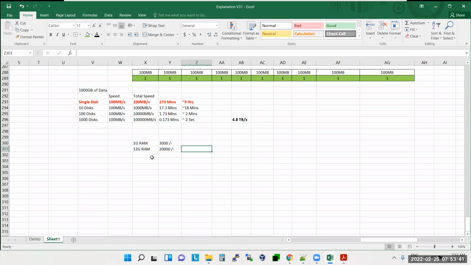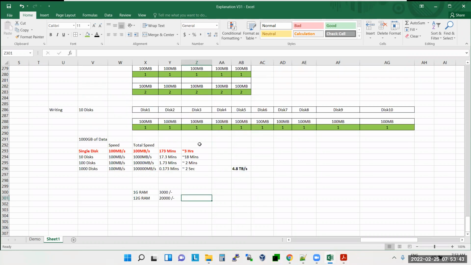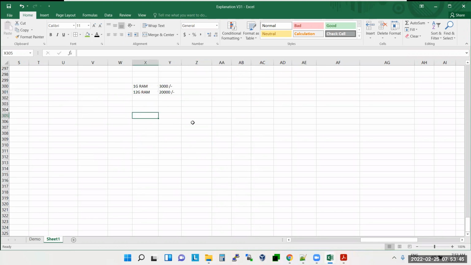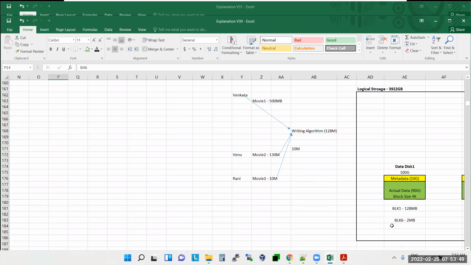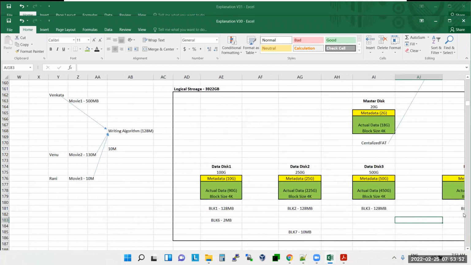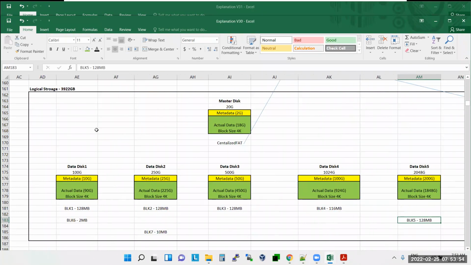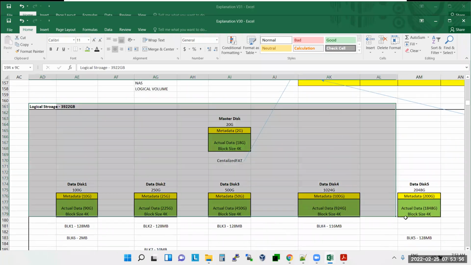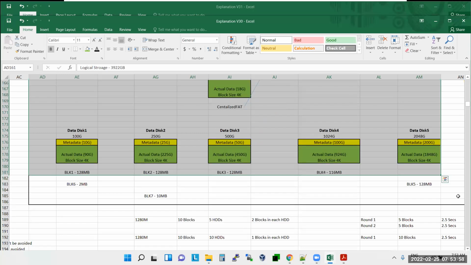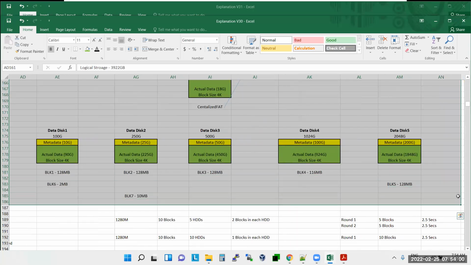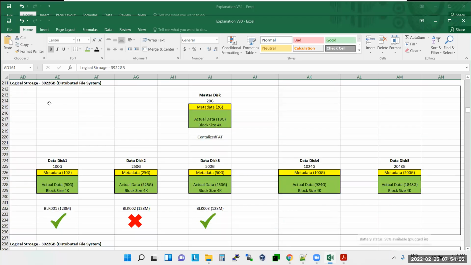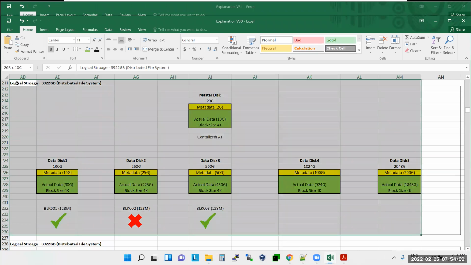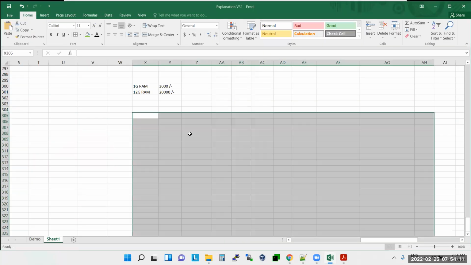Next thing. We have advantages with the distributed file system, but do you have any disadvantages? That's the next question. If a worker disk crashes or fails, it is difficult to retrieve the data which is there in that particular worker disk. Very good, sir. Maintenance, same as the master.